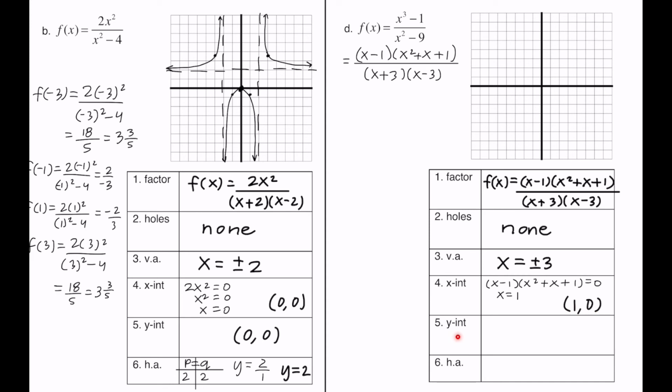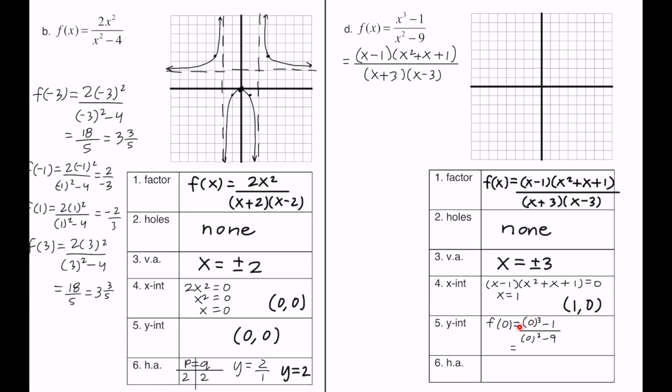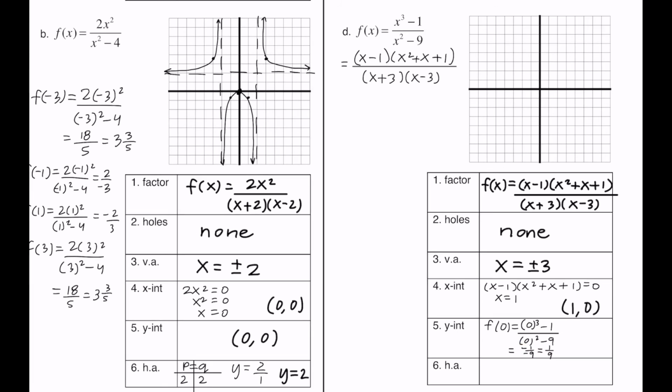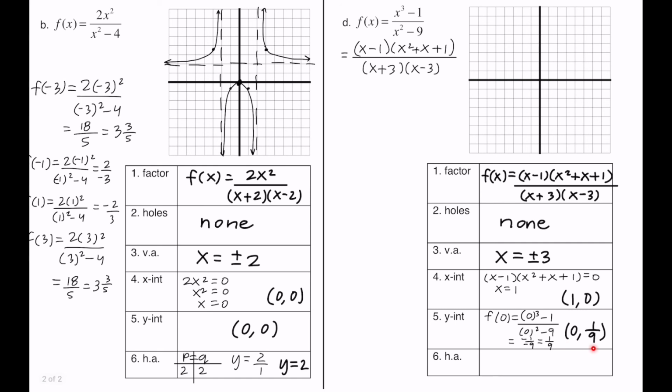To find the y-intercept, we're going to plug in 0 for x. I'm going to use the original function to do so. So you end up getting -1 on top and -9 in the denominator. So that makes positive 1/9. So our y-intercept is (0, 1/9).